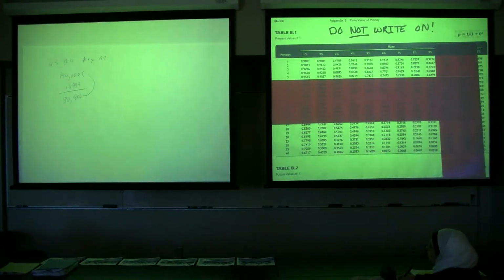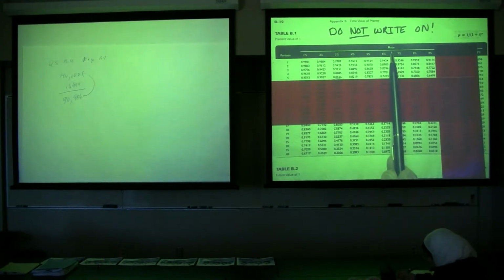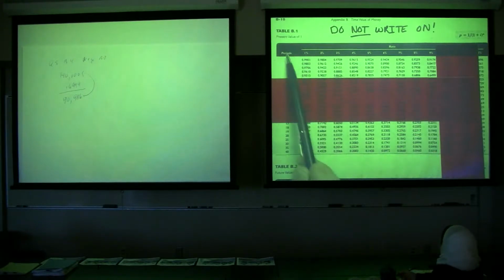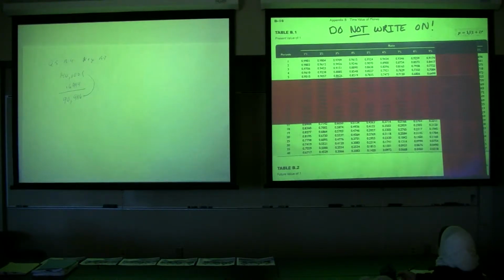And where I get the factor is the column headings are the rate. It's a 9% rate. Across the last column are the number of periods, which determines the row. And so the factor is 0.6499. Here's where I'm getting at. Everybody okay with that? Okay.